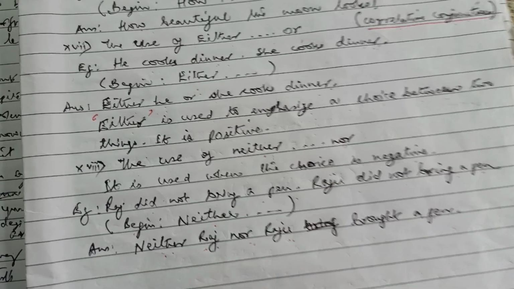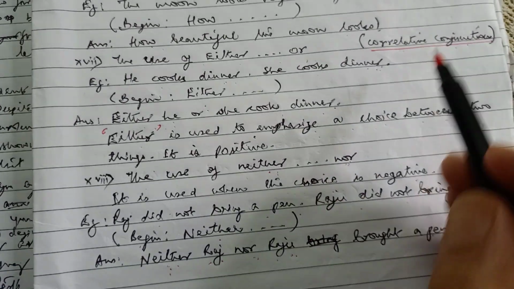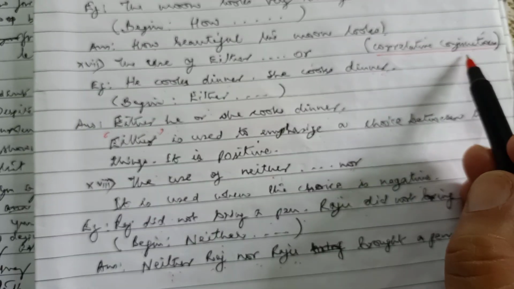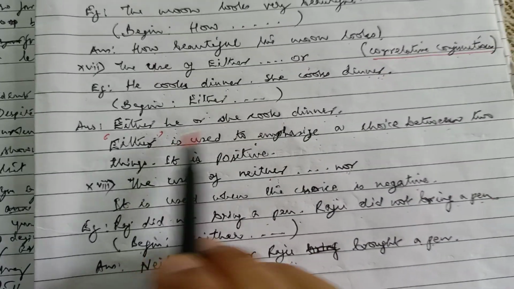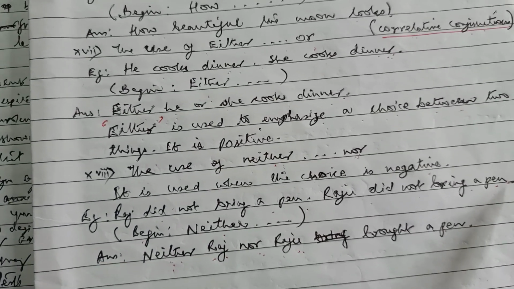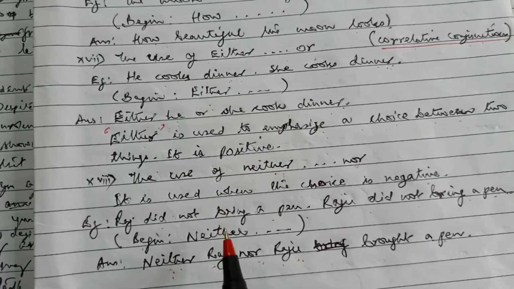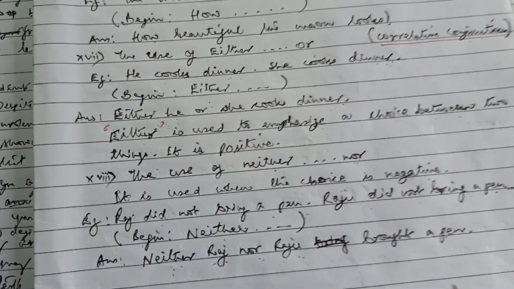When we are using neither nor, either will take or, neither will take nor. They are the pairing words. They are called correlative conjunctions. Okay. So either or is a positive choice. Neither nor is a negative choice. This is the difference between either or, neither nor. Right. So hope you have understood.